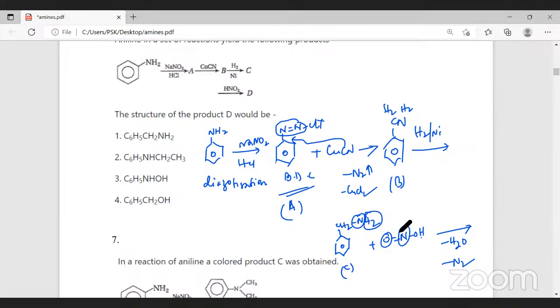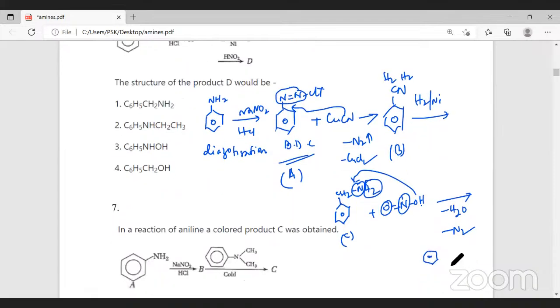So in place of NH2, OH goes. So the product we get is a benzene ring, CH2 and OH. We will get benzyl alcohol. The product formed is benzyl alcohol. Hence, the answer for this question is option D, benzyl alcohol.